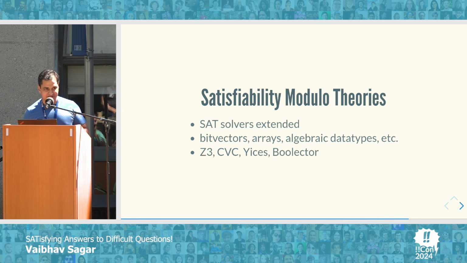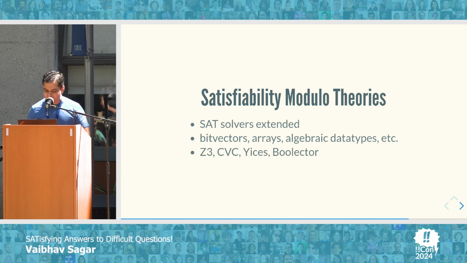This is called an SMT solver, and these are satisfiability modulo theories solvers. So it just means satisfiability plus theories. A theory is like a theory of bit vectors, a theory of arrays, or a theory of algebraic data types that you can express your problem in terms of. And I think the most well-known example of an SMT solver is called Z3, but others include CVC, Yices, Boolector, etc.